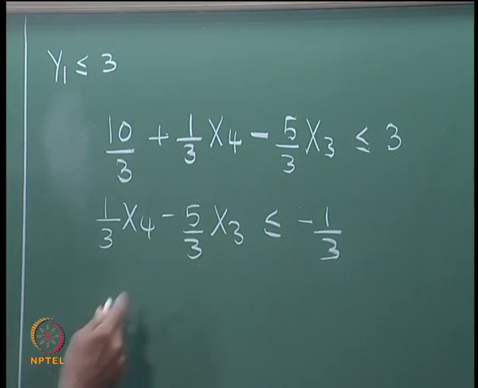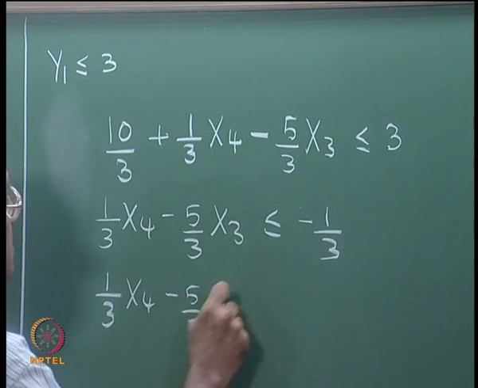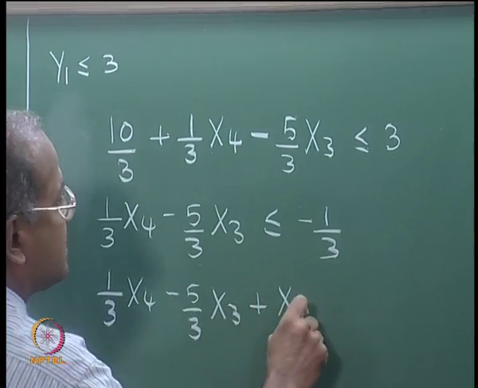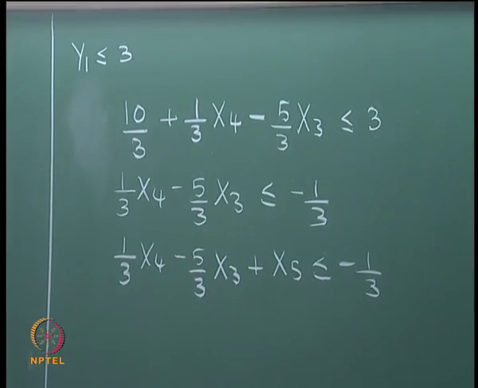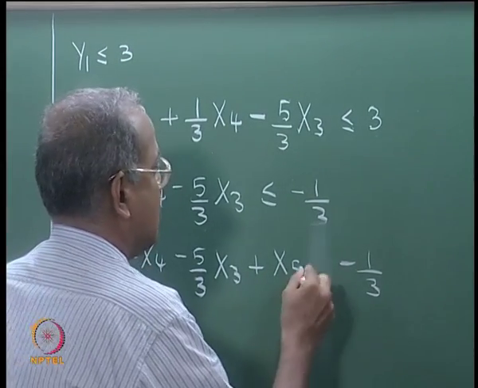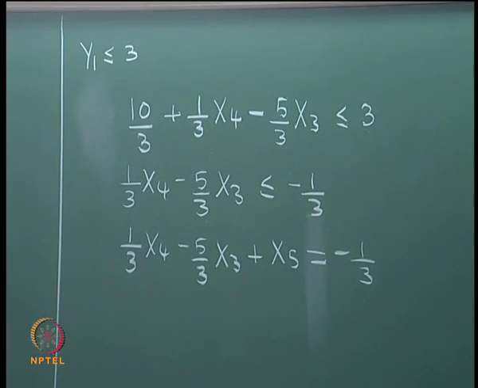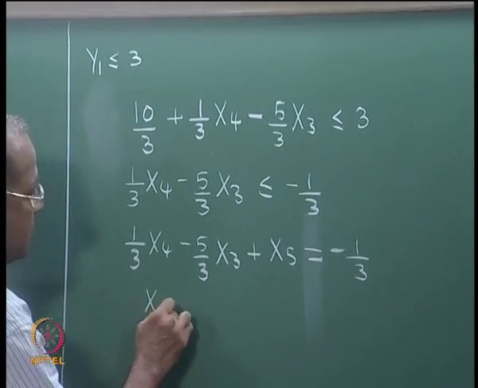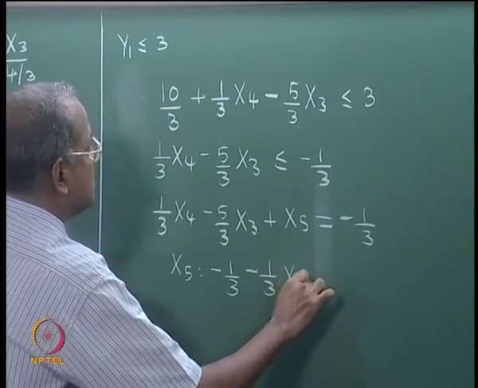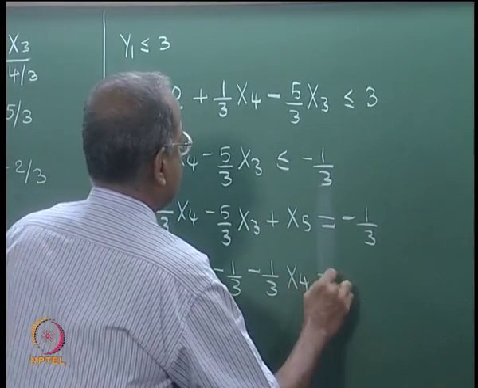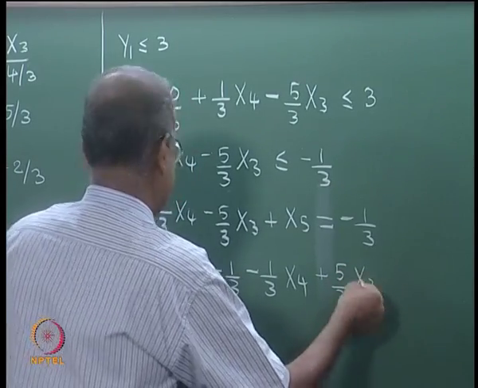Now, add a slack variable which is x5. So, 1 by 3 x4 minus 5 by 3 x3 plus x5 is less than or equal to minus 1 by 3, x5 greater than or equal to minus 1 by 3. Now, the slack variable is added to convert the inequality to an equation. Now, from this you can write x5 is equal to minus 1 by 3 minus 1 by 3 x4 plus 5 by 3 x3.